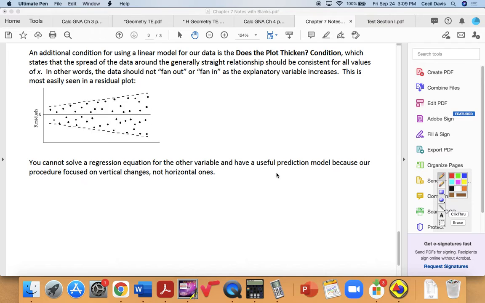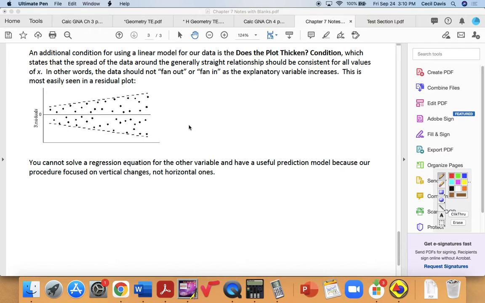One of the things you don't want to see also is what your book calls the "Does the plot thicken" condition, which is really funny. But have you ever heard that phrase, the plot thickens? So what's happening is the residuals start to spread out, or they're really spread out and then they get better later. Sorry, from your perspective this way. Then that's not good either. That's not a good linear model. And a lot of times you can't see it on the original, but when you graph the residuals, you can see it.